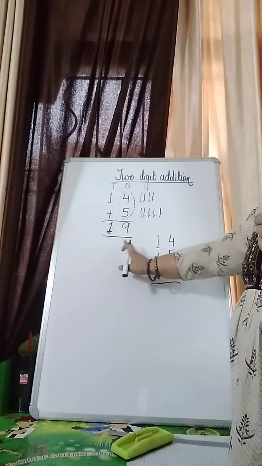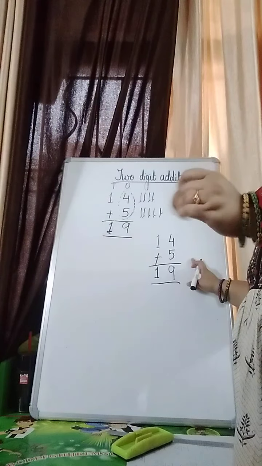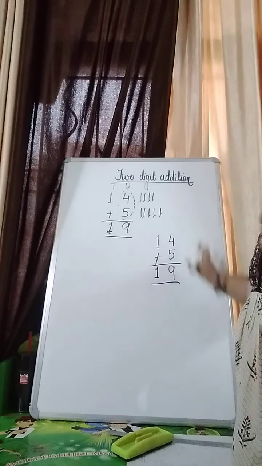The first way is to add like this by using the number line, and the second way is to add by using your fingers. These two ways you can add.